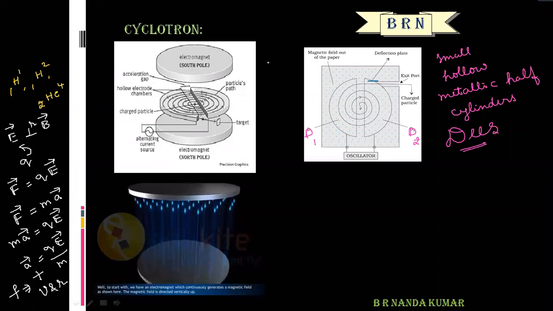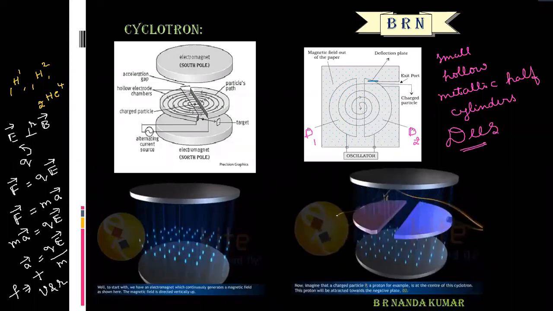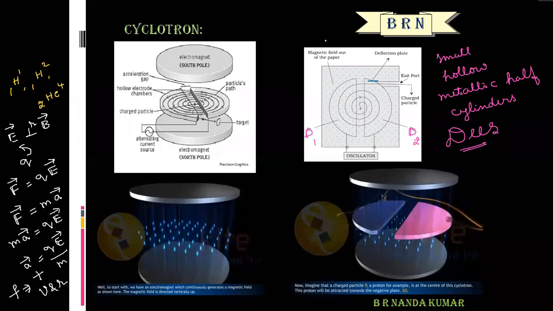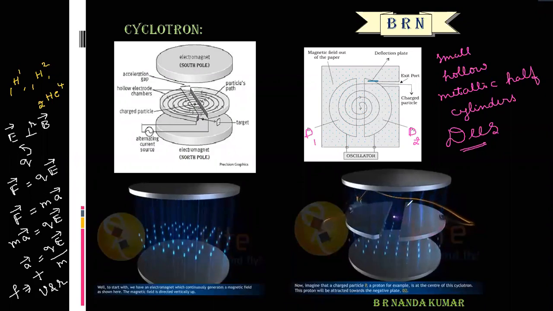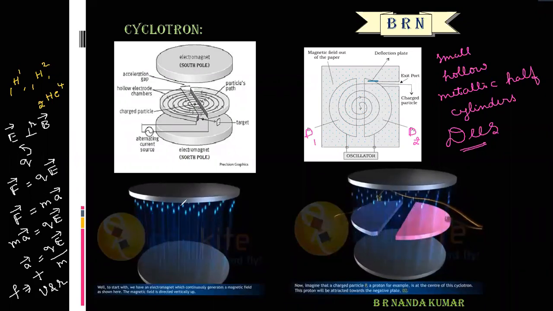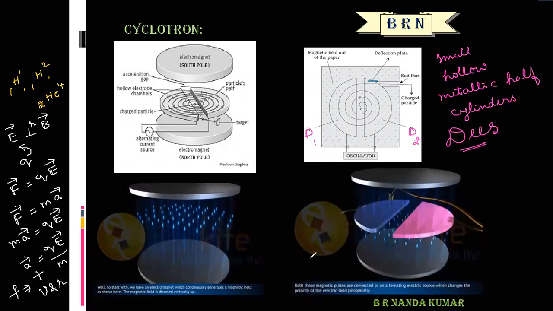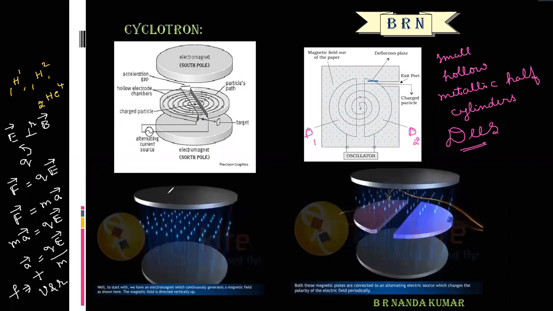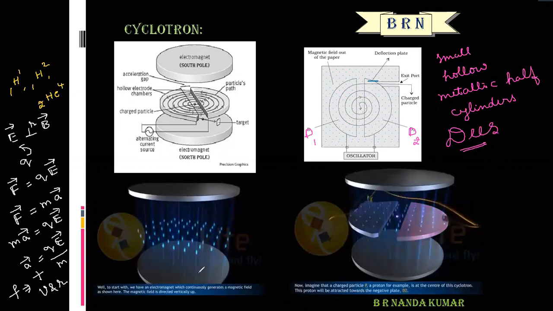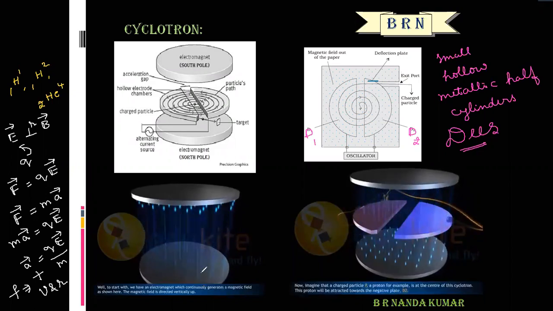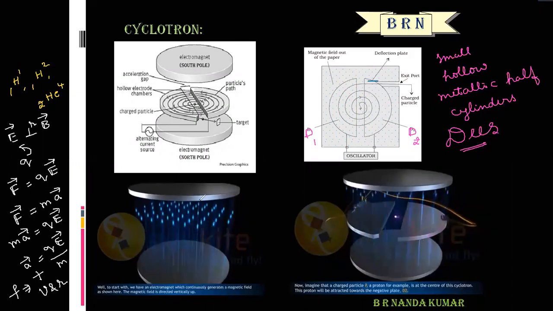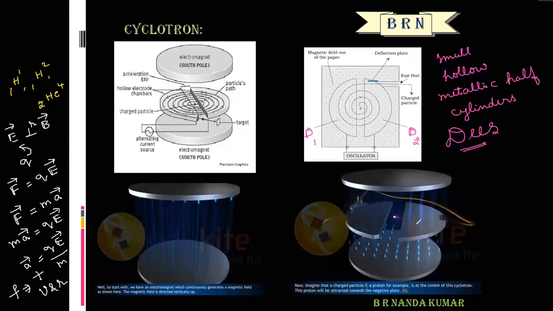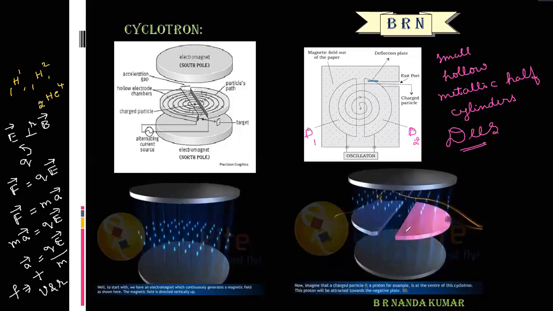So look at this animation. These are two D's. These are mounted inside a vacuum chamber between the poles of a strong, powerful electromagnet. This is the north pole of the electromagnet. This is the south pole of the electromagnet, which generates the magnetic field lines from north pole to south pole, from bottom to top, so that the magnetic field lines are perpendicular to the plane of the two D's.